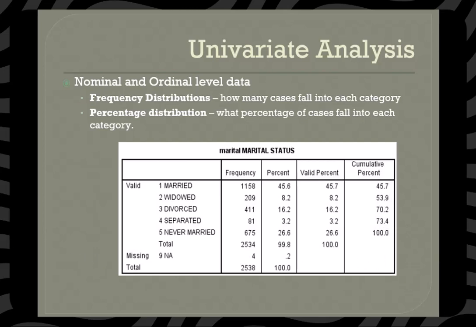And so when we're looking at nominal and ordinal level data, we're going to be using this sort of frequency and percentage distribution to see what each category in our data set looks like. We use these frequency and percentage distributions to get an idea of what our data for that variable looks like. How many people or what percentage of people fall into each category. How evenly or unevenly distributed are our cases.